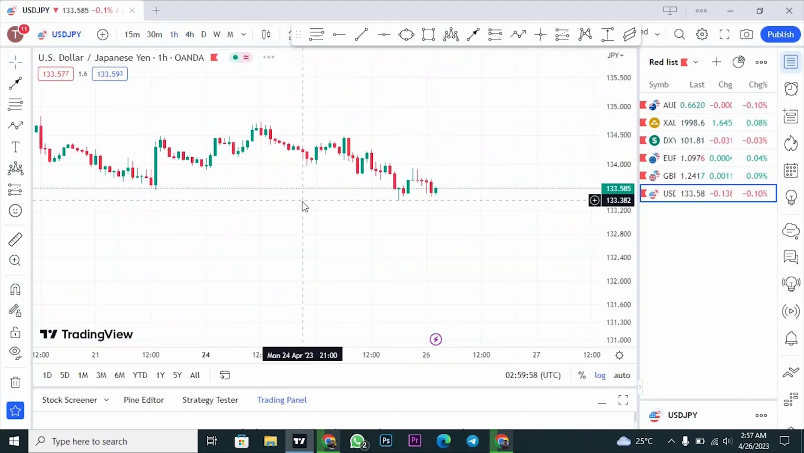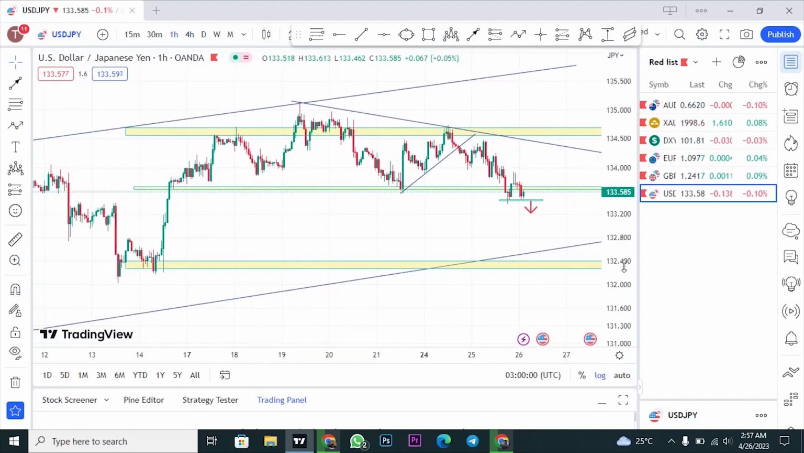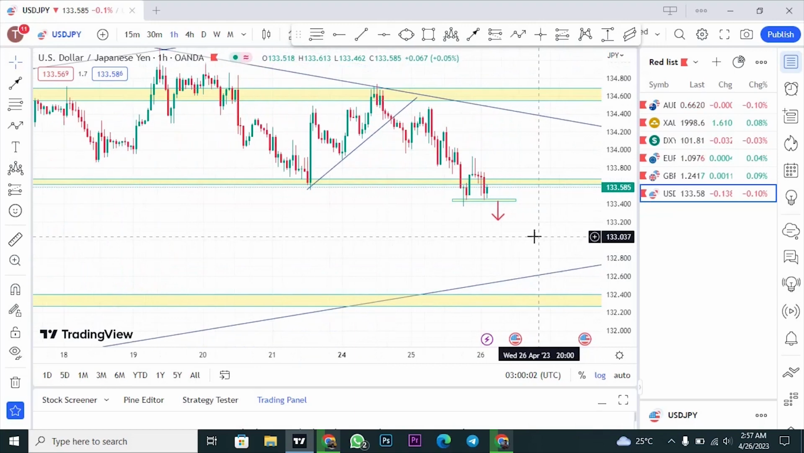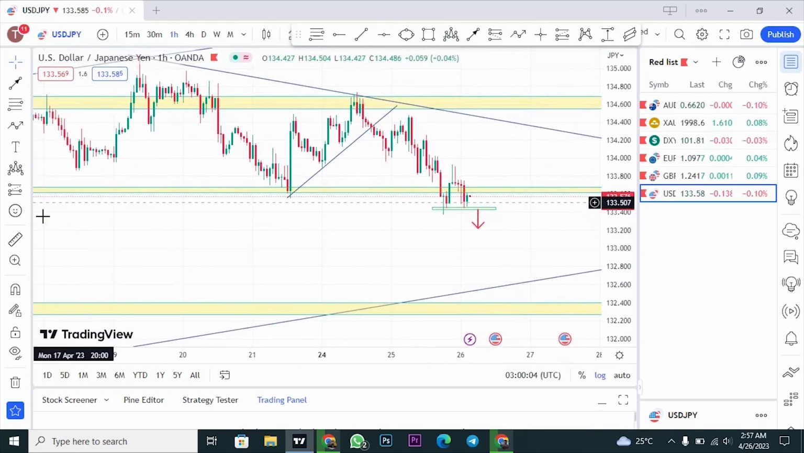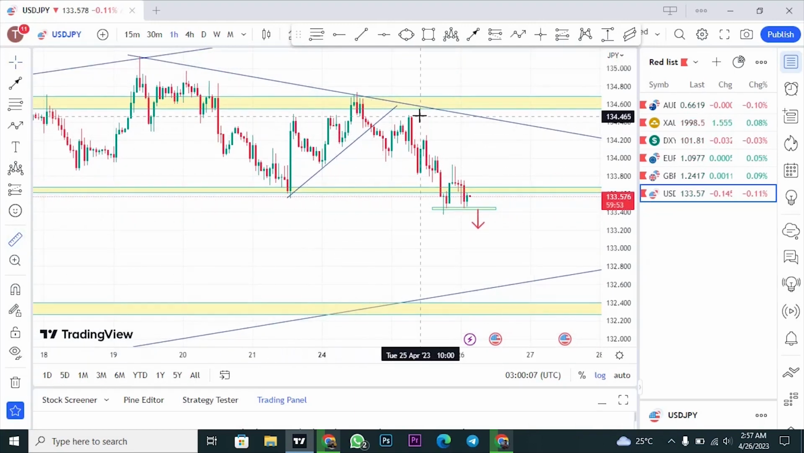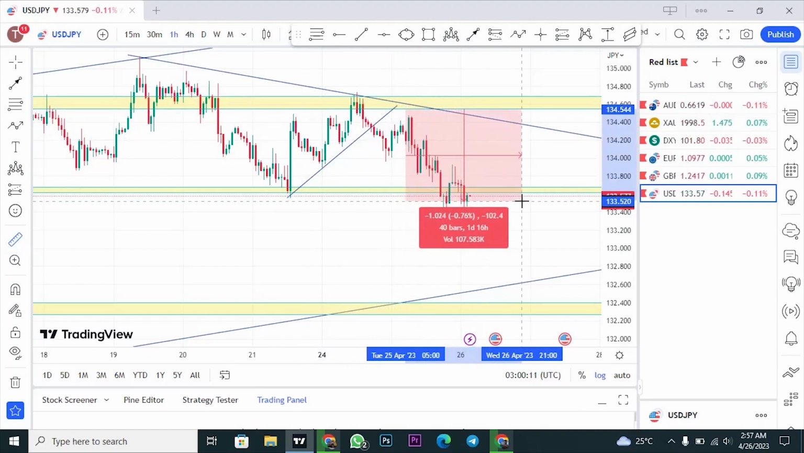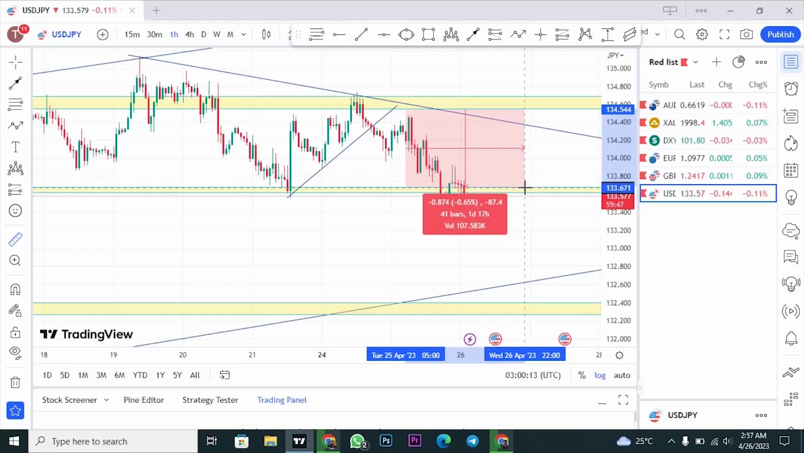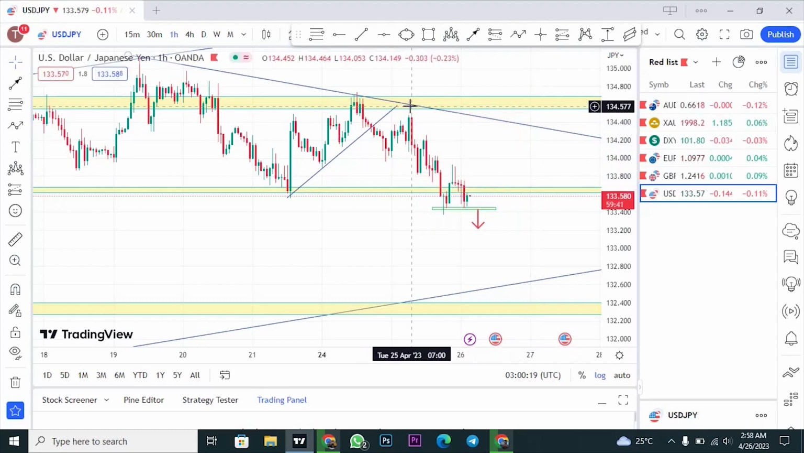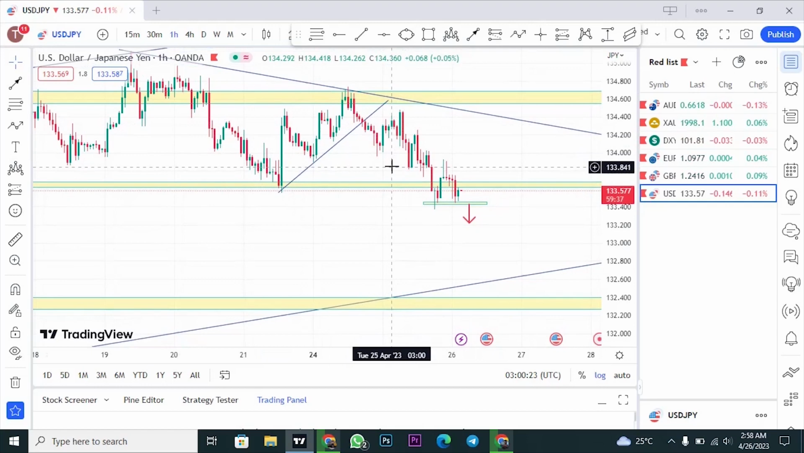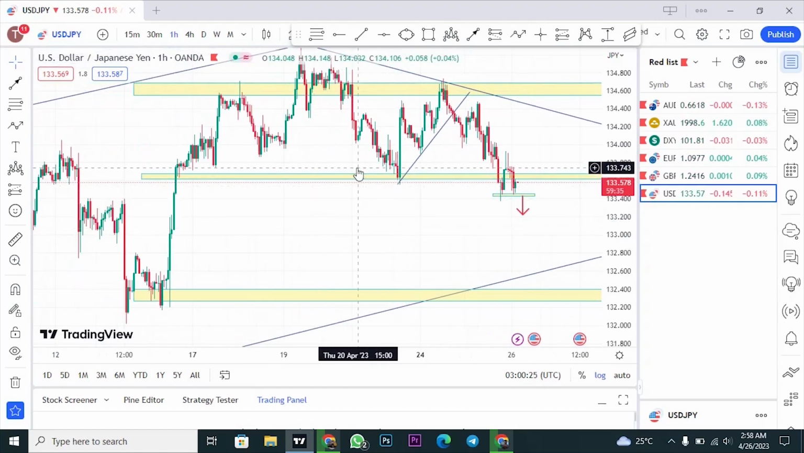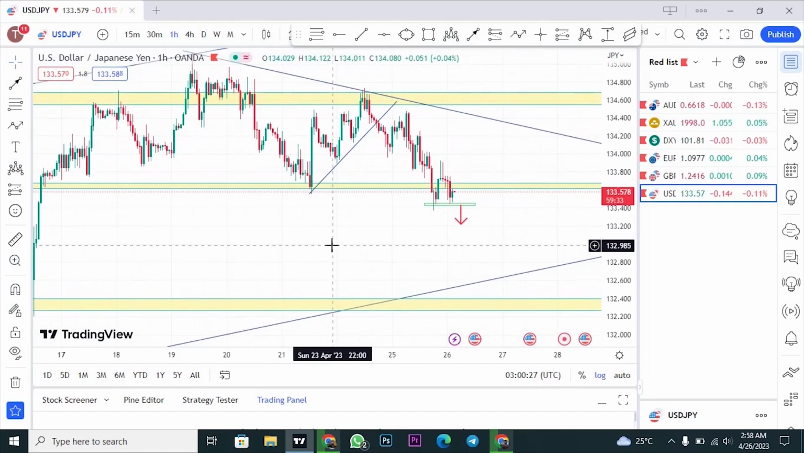Let's move up to the H1 time frame. On the H1 time frame, you can see clearly price was able to move more than, let me see the pip count right here, price was able to move more than 87 pips from this zone up to this zone after the break of this trend line. So now you can see we are on this neckline.